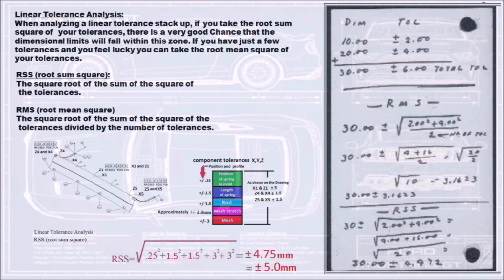Linear tolerance analysis. When analyzing a linear tolerance stack up, if you take the root sum square of your tolerances, there is a very good chance that the dimensional limits will fall within this zone. If you have just a few tolerances and you feel lucky, you can take the root mean square of your tolerances. RSS, root sum square: the square root of the sum of the squares of the tolerances. RMS, root mean square: the square root of the sum of the squares of the tolerances divided by the number of tolerances.